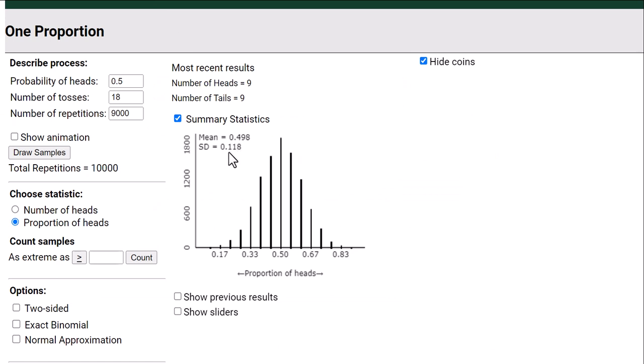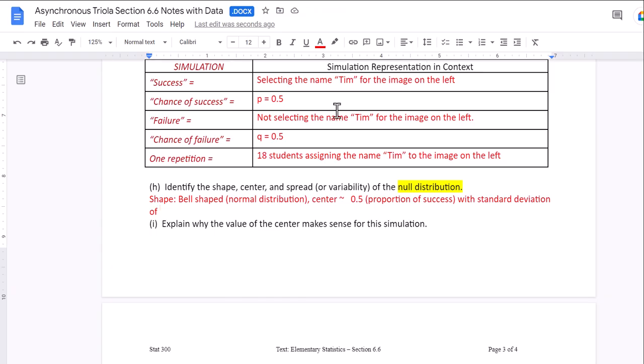0.118 is what I got. Again, yours may be a little bit different, but close. So 0.118. So this is for the null distribution.